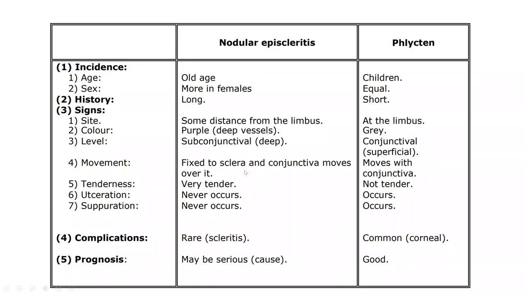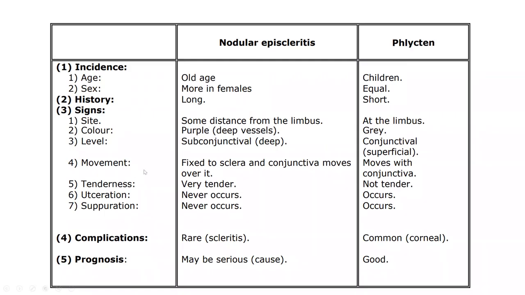The movement: nodular episcleritis is fixed to the sclera, and the conjunctiva moves over it. This is very important. When you try to move this nodule, you will find that it is fixed. It is a part of the sclera, it is the episclera, and the conjunctiva is freely mobile over it. In phlyctenule, when you try to move the conjunctiva, the mass or the phlyctenule will move with it.